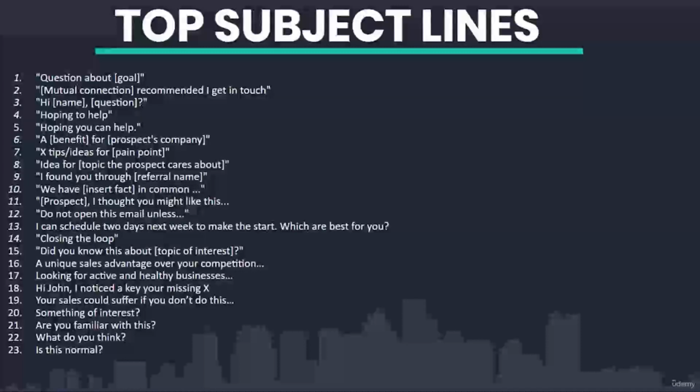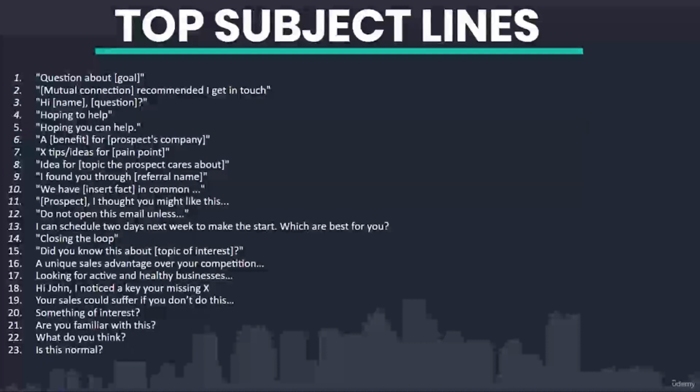Hoping to help, just a simple, hey, I'm hoping to help maybe increase your business, whatever that may be. Those can typically be read as a marketing type of email. So I would be careful with those. Hoping you can help. These are really good for reaching out to the top layer individuals. So the C-level folks, if you're going after the VPs, if you're going after managers and directors. Then we have number 6 here, a benefit for prospects company. So here you're just pretty much stating a benefit that you can provide for XYZ company.